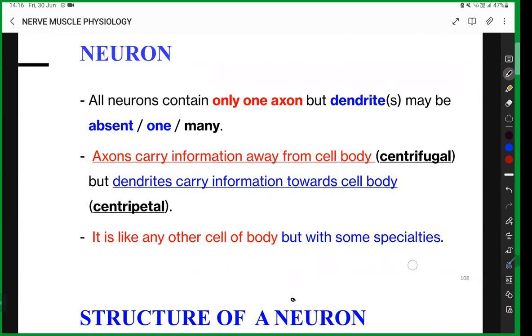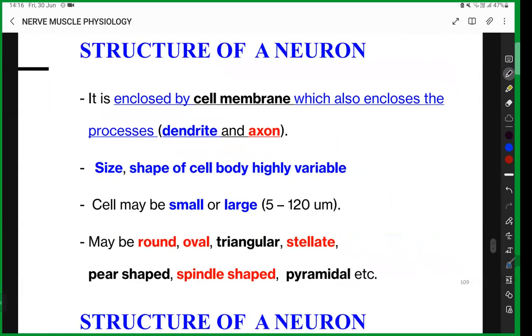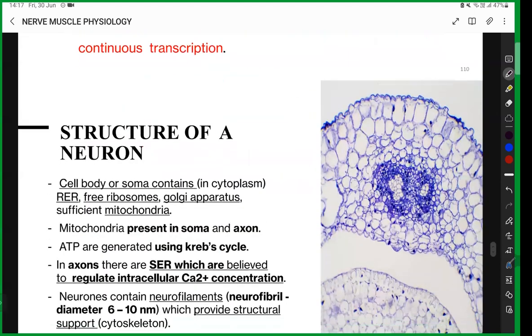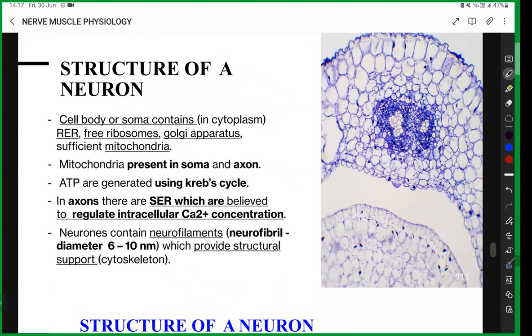It's like any other cell body, but with some specialities. You're going to have a cell membrane. I don't want you to describe this in detail, it is not very important. This is a 12th standard topic. You know how a neuron is going to be. I have also mentioned everything; I'll tell only important points. You read all of this in the PDF which I am sending you. The membrane contains receptors, ion channels, pumps, etc. Chromatin material is more active and there is continuous transcription occurring. This is how the structure of a neuron is going to be. You're going to have ribosomes, Golgi apparatus, mitochondria, everything will be there.